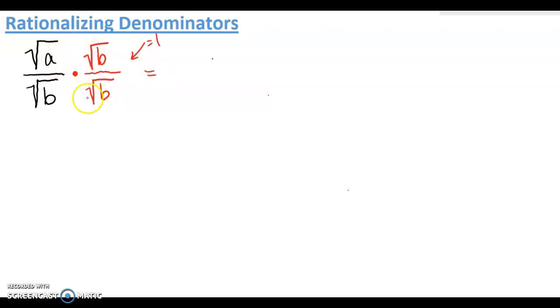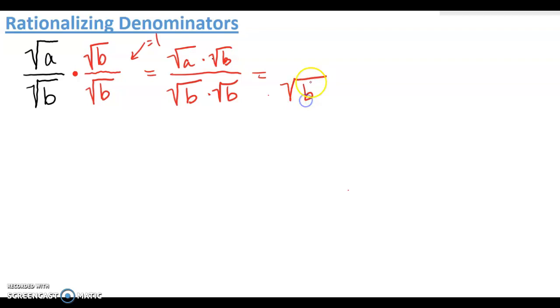Anytime I multiply fractions, I multiply across. So when we multiply the denominator, I've got the square root of b times the square root of b. In the numerator, I've got the square root of a times the square root of b. In the denominator, we can combine these two, and that's b times b, which I know is b squared. And that gives me a nice expression, the square root of b squared, which I can simplify into just b. Up top, we'll combine these two, and I would get the square root of a times b.